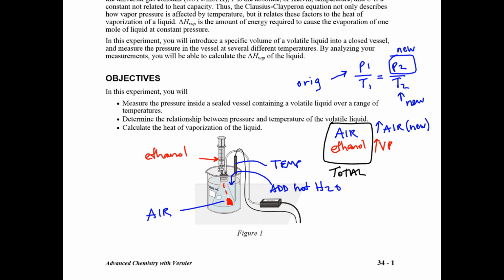So you're going to do that for several trials until you gather enough data. So what you're going to do next is you're going to go to the 4th page of the notes.